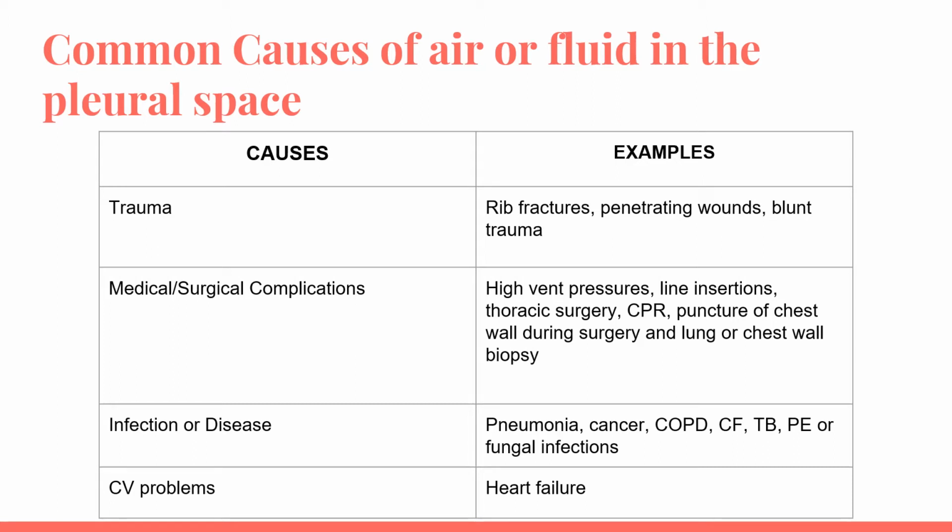Penetrating wounds would be like a knife or a gunshot wound. Other causes could be medical or surgical complications. Again, the high ventilating pressures, so positive pressure ventilation, some different types of line insertions like a central line, thoracic surgery, like an open lung reduction, though they really don't do those too much anymore. They do the reductions where they actually take out part of the lobes, but an open lung biopsy they don't do as much anymore with the new technique with the EBUS bronchoscopy. They're able to get out further in the periphery.